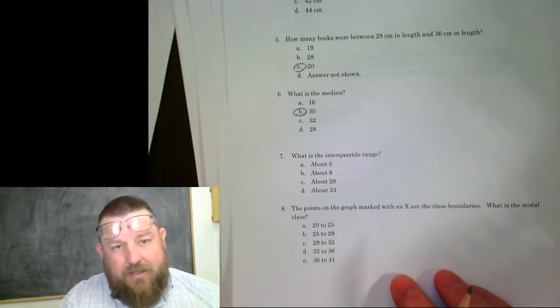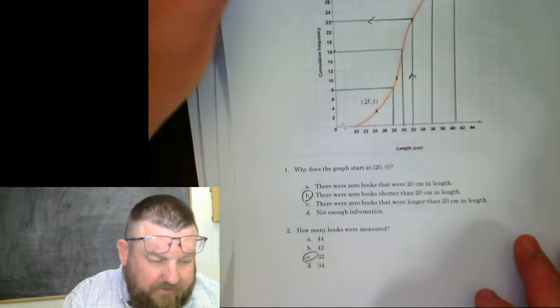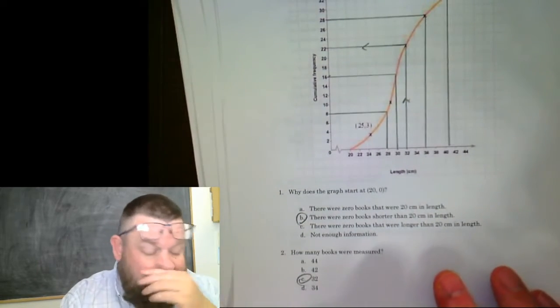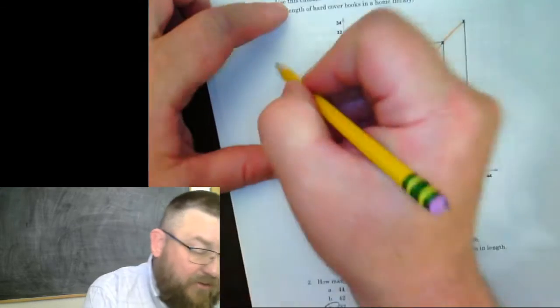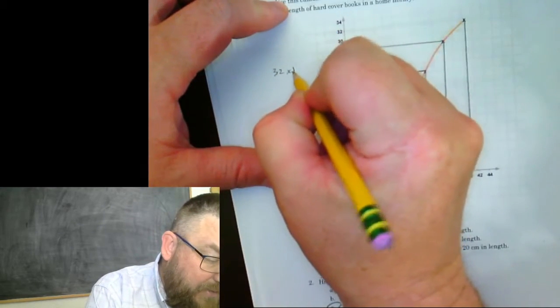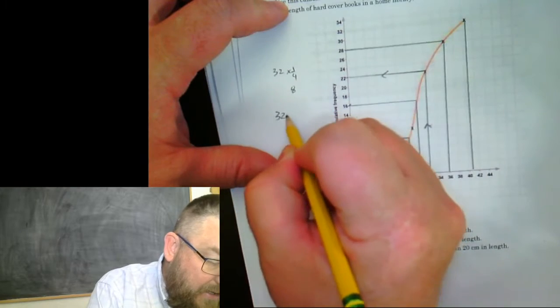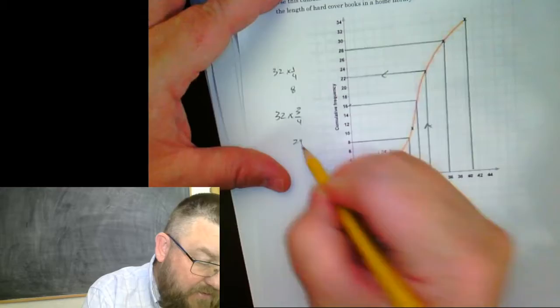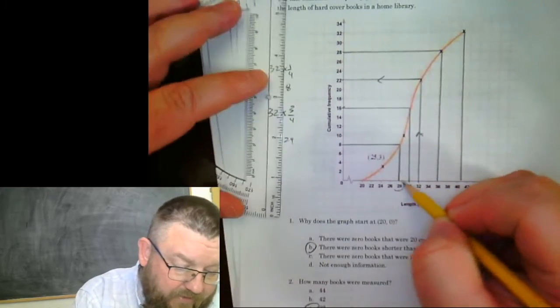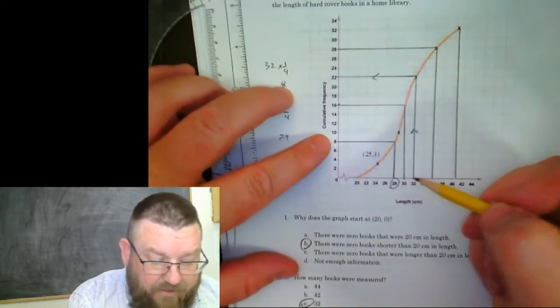Interquartile range, so that's the distance between the first quarter of the frequency, the value of that, and the third quarter. So we have 32, right? So the first quarter is going to be 8, and the third quarter is going to be 24. So between 8 and 24. We already know that at 8, the 8th frequency is 28.